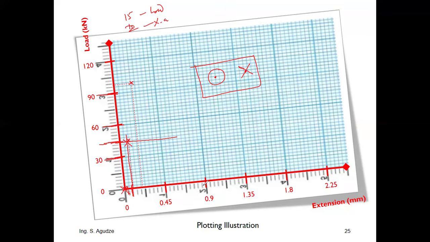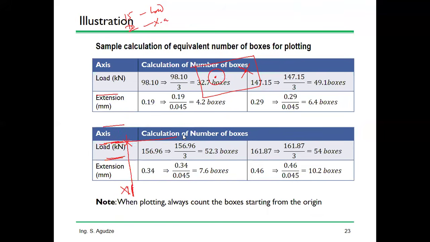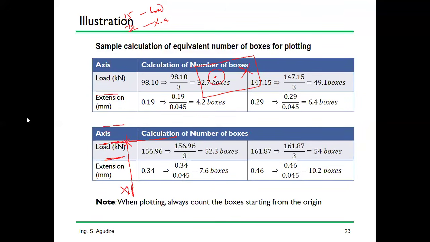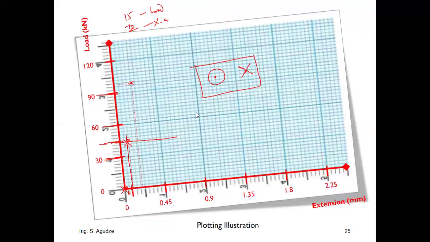Okay. Then let's see again. You see the next one here, which is the third point, we have what? 32.7 boxes in the y-axis and then 4.2 boxes in the x-axis. Okay, 32.7, 4.2. This is the x and this is the y.